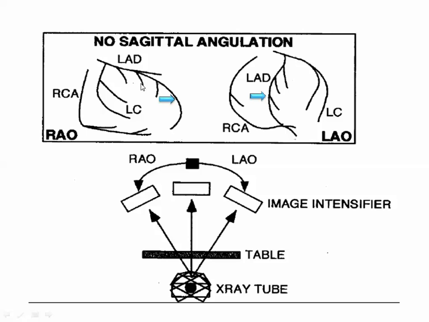What are these vessels? Septal perforators, and these are the septal perforators from inferior, while supplying the anterior will be the diagonals. So this is the RAO view.